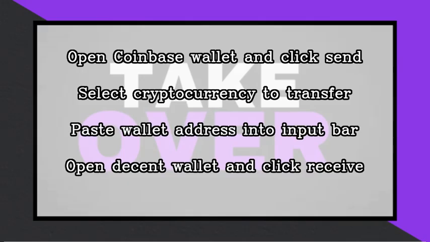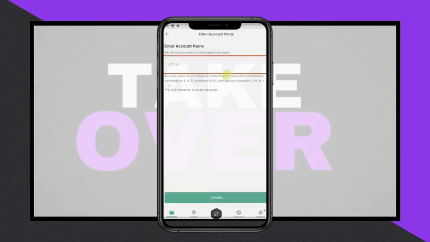To obtain this address, open your Dcent wallet, click the Receive button, and then click the Add Account button if you haven't already received cryptocurrency in the wallet. From the list of cryptocurrencies, select the one you want to receive. Enter a name for the account, and click Create.